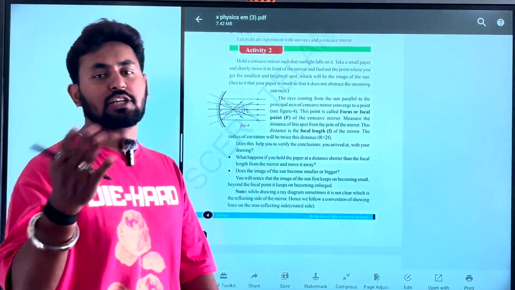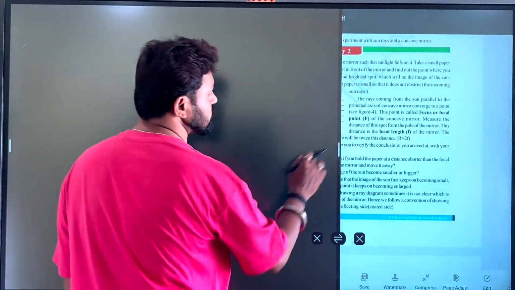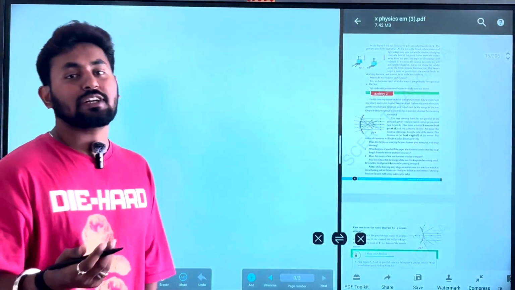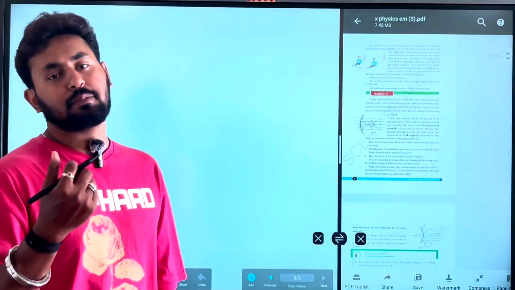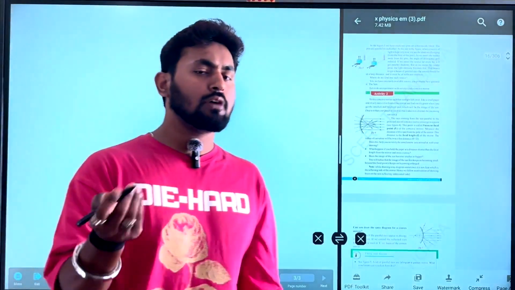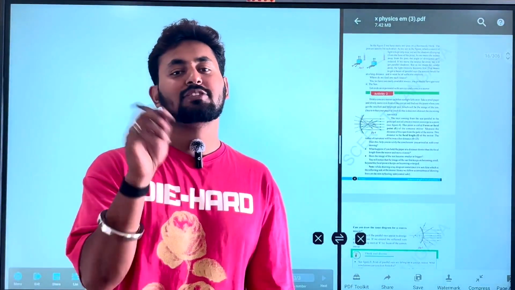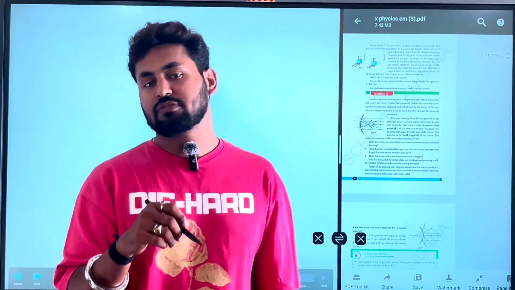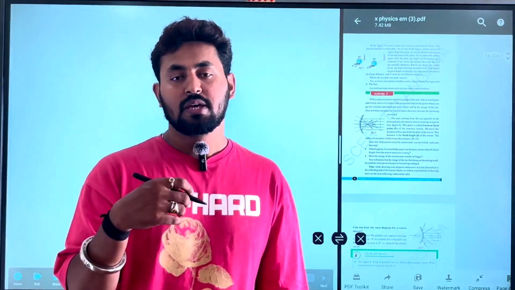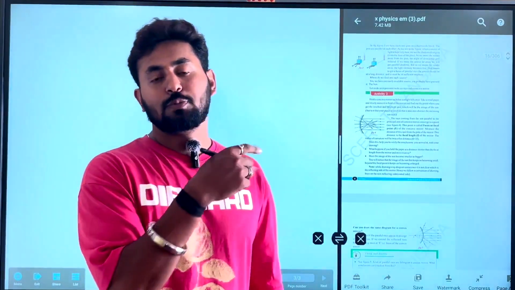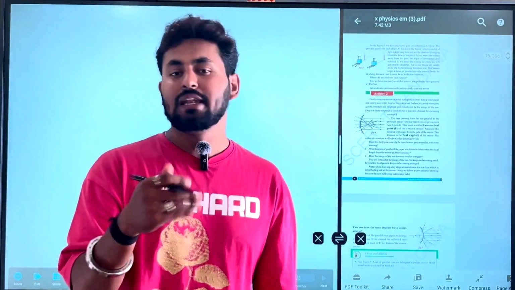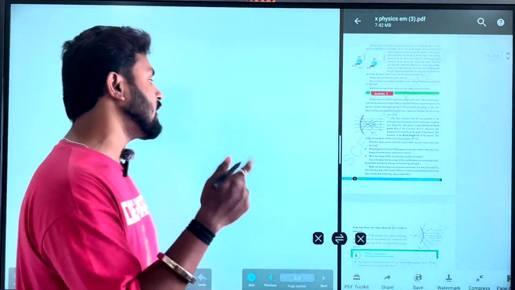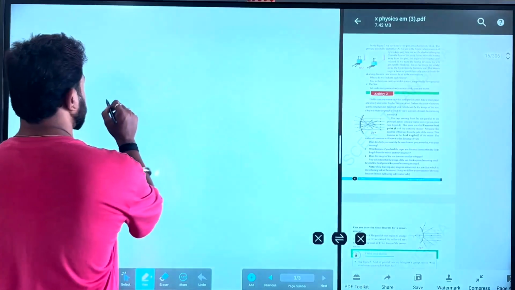Now just a reiteration of the same: what are the characteristics of the image that is formed in a plane mirror? I know that you already knew it. Please comment in the comment box what are the characteristics of the plane mirror that you have already studied, and I'll draw it over here. Now let me draw it.